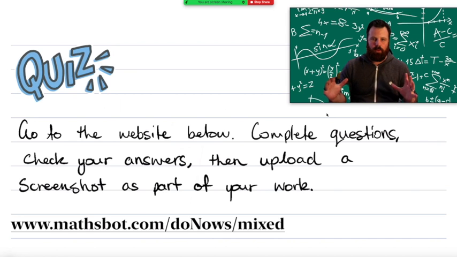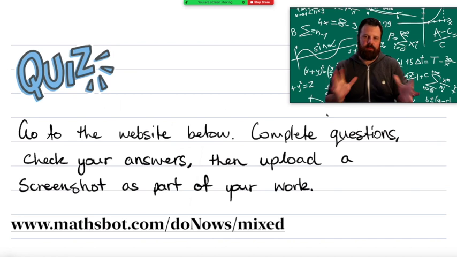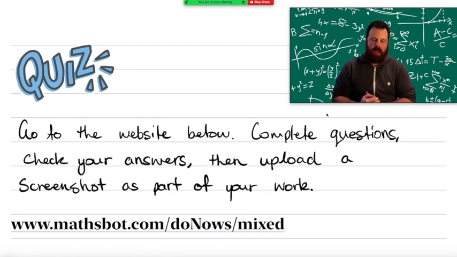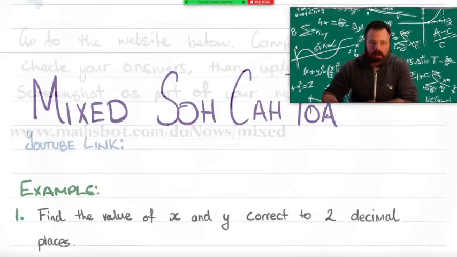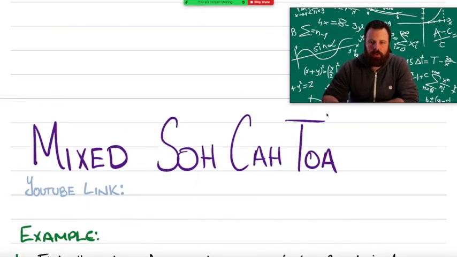As always, I want you to do some quick questions. So I've got something different for you guys today. Can you go to that website there, mathsbot.com/do-nows/mixed, fill in the blank spaces online, take a screenshot and upload that as part of your work. So pause the video here, go to that web link and complete those questions for me. So doing some mixed questions with TOA and applying multiple steps to one triangle.